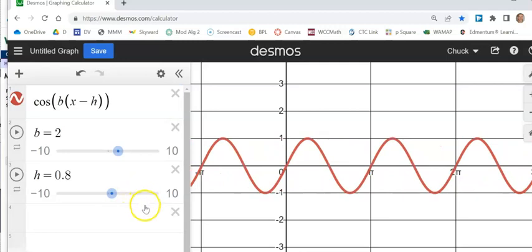Okay, so let's think about going the other direction. If I gave you a graph, how could we write a rule for it?